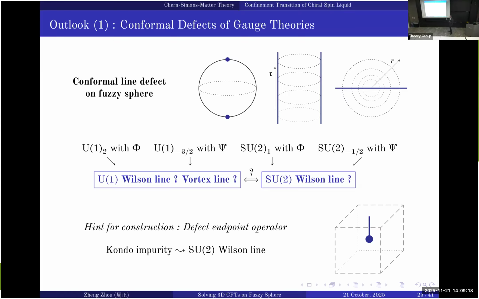We should make use of the information about the defect endpoint operator. For example, take the SU2 Wilson line as an example. This line ends at a gauge charge, which carries the SU2 fundamental. So what we need to do is to put a SU2 spin half at the north pole and south pole and couple it to the bulk. This is literally a Kondo impurity. So this theory is a natural platform to study the conformal defects.